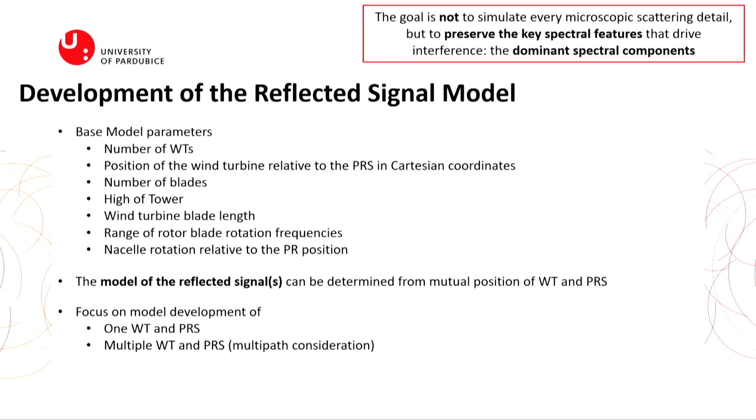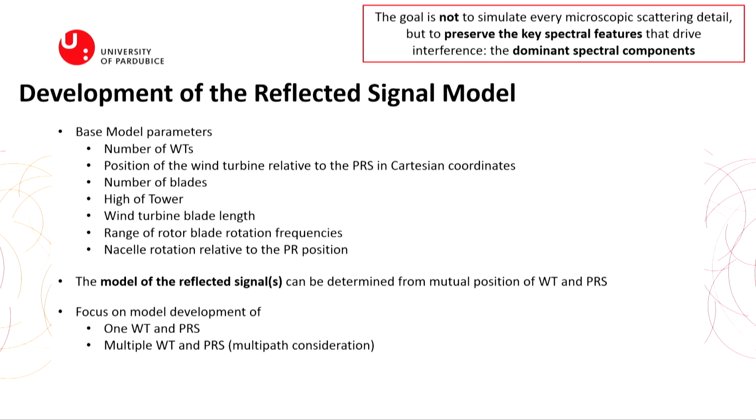And now how we continue. What are our base model parameters? It is the number of wind turbines, position of the wind turbines relative to the primary radar system in Cartesian coordinates, number of blades, height of tower, wind turbine blade length, range of rotor blade rotation frequencies, so how quickly, and nacelle rotation relative to position of radar.